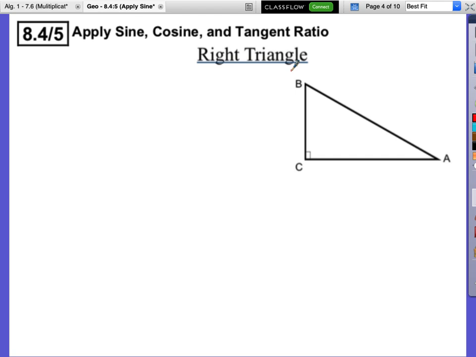SWBA. Paige, what's SWBA stand for? Students will be able to. Awesome. Students will be able to use and understand trig functions for right triangles, which is section 8.4 and 5. We're combining them into one because I really think it flows together very well as one.